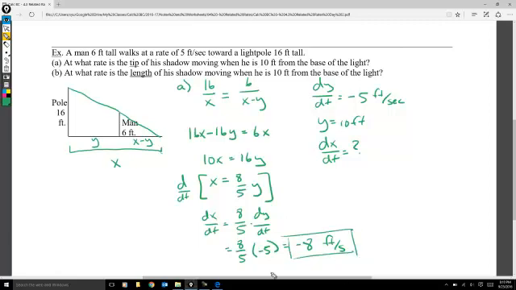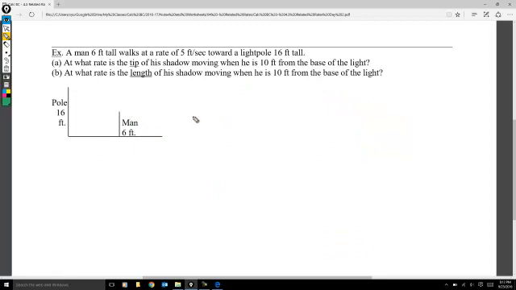All right, and it makes sense that it's negative because I know that this distance should be decreasing. So I know that my total length here is decreasing at a rate of 8 feet per second. Or you could say it's changing at a rate of -8 feet per second. All right, let's move on to part B.